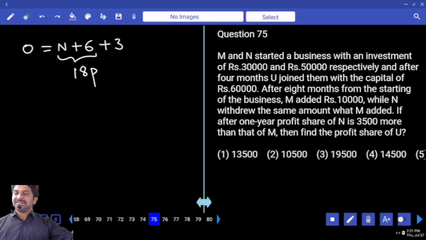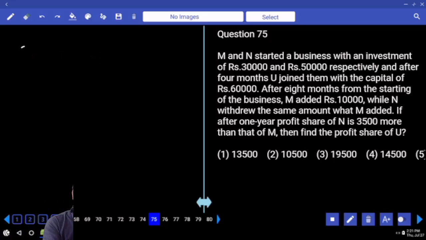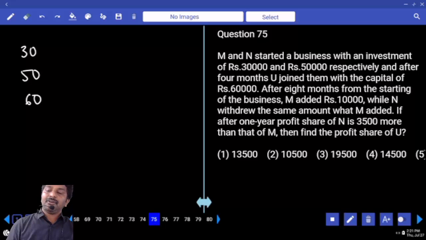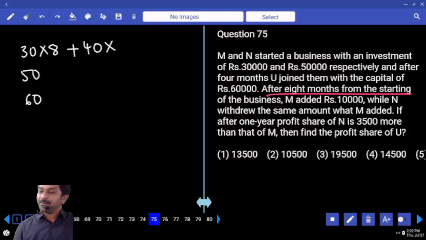M and N started a business with an investment of 30,000, 50,000 respectively, and after 4 months you joined them with the capital of 60,000. After 8 months from the start of the business, M added 10,000. Wait a minute. So M 30, N 50, you 60,000. You joined after 4 months. Here now they are saying after 8 months, M invested 10,000 more, correct? Initial investment is there for only 8 months. Then after 10,000 added, it becomes 40,000 into, continue.